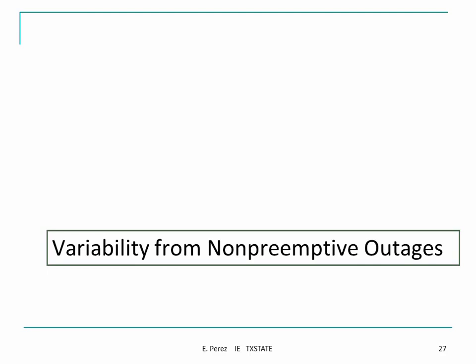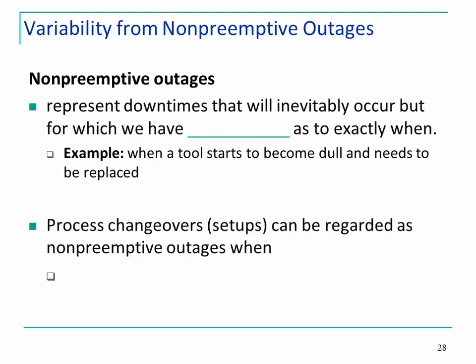So we talked about the preemptive outage. Now we can talk about the variability of the non-preemptive outage. These represent downtimes that will inevitably occur, but for which we have some type of control as to exactly when it's going to happen. So some control.